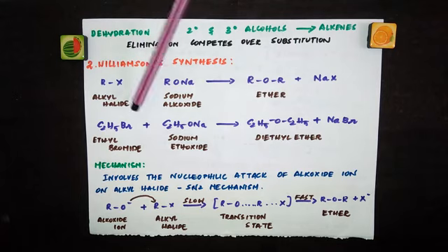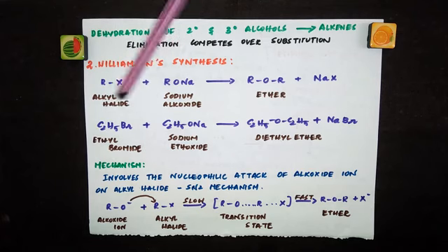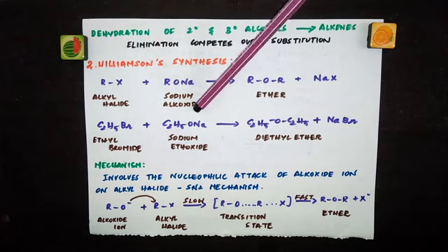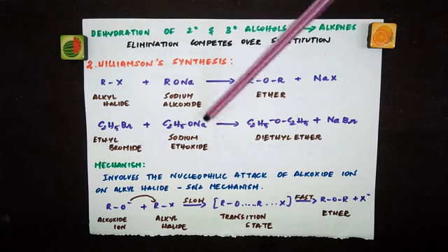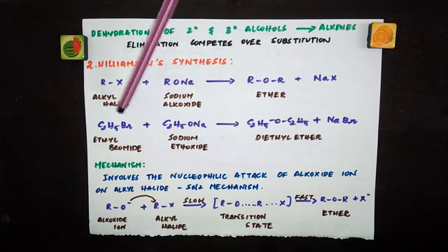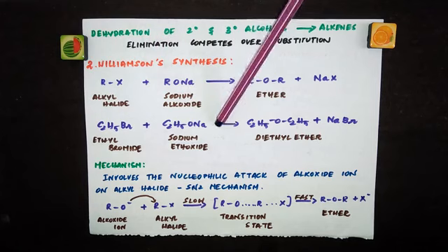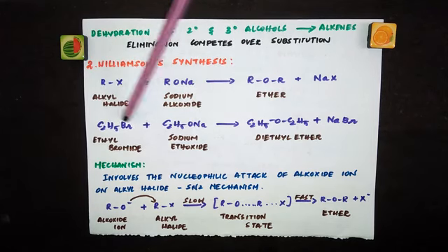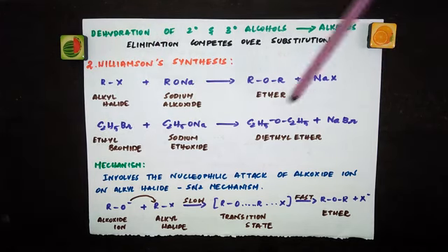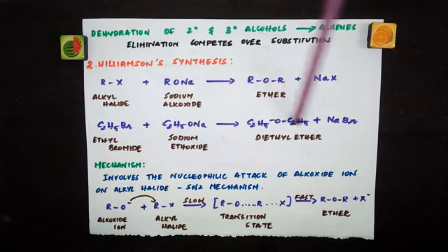So I have written an example here. For alkyl halide, I am taking ethyl bromide. For sodium alkoxide, I am taking sodium ethoxide. C2H5Br plus C2H5ONa. What do you get? This Na and this Br goes out as NaBr, C2H5O, C2H5, diethyl ether.